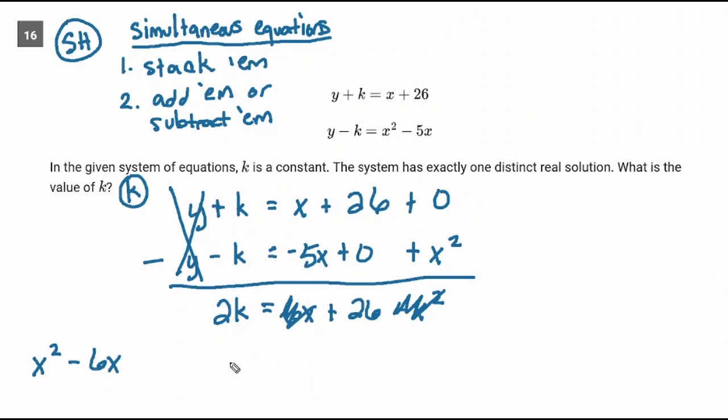And then what comes next? Minus 26, because the same thing, I moved it across. And then this 2k thing I'm going to put right here. And what's on the right side of my equation now? Nothing.